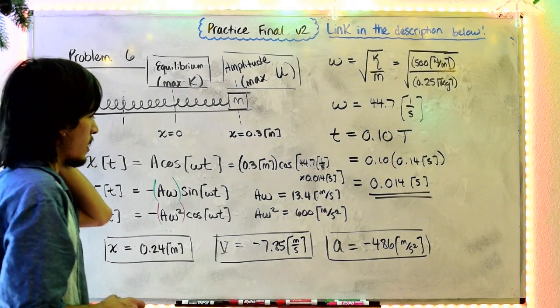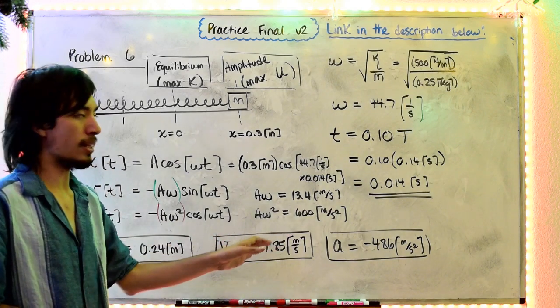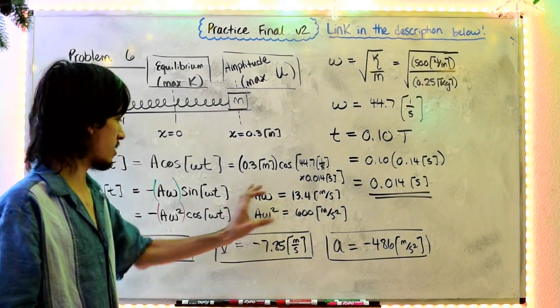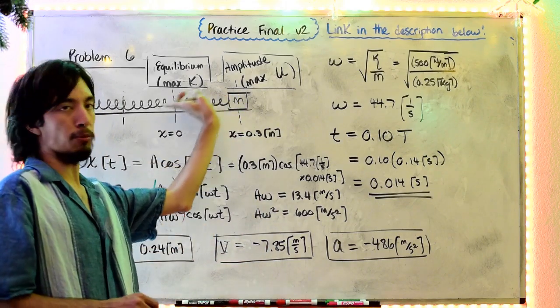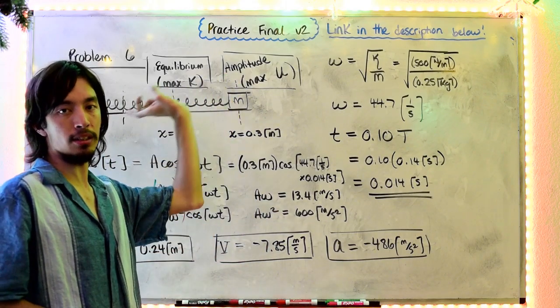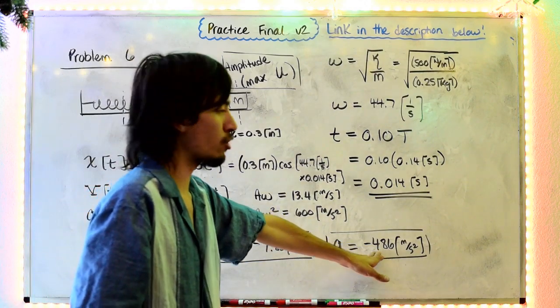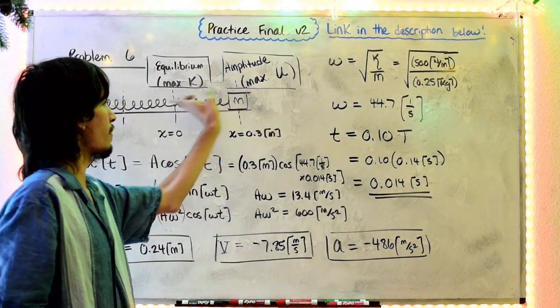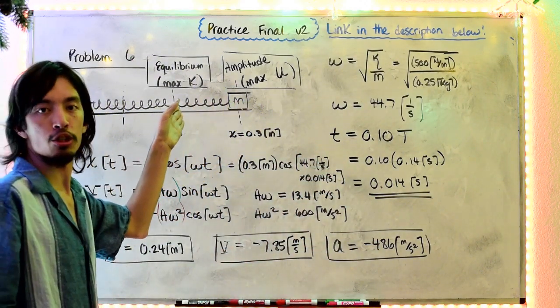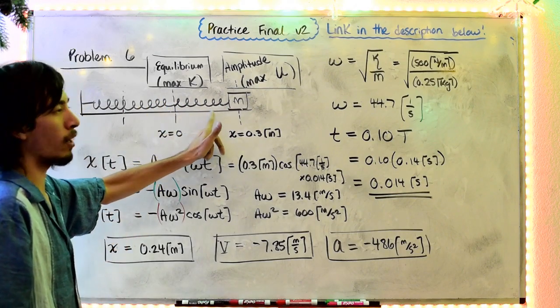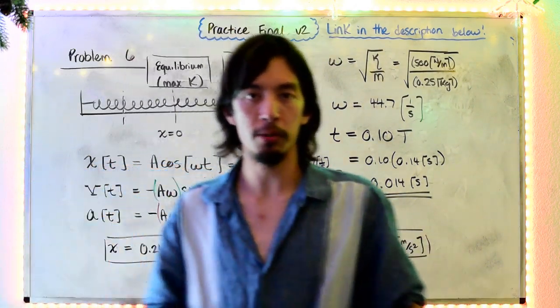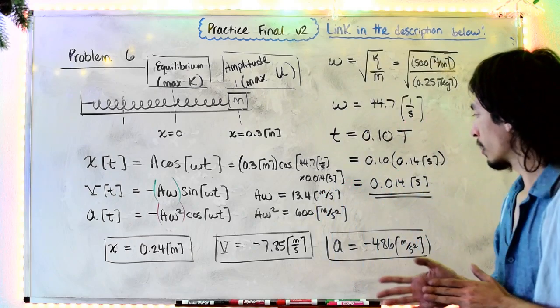So, for instance, the negative signs represent that it's pointing to the left. So this velocity is still pointing to the left, so the block is moving to the left at this time. The acceleration is pointing to the left, meaning it's being pulled towards equilibrium, so it's still somewhere over there. So it also makes sense that it's negative.